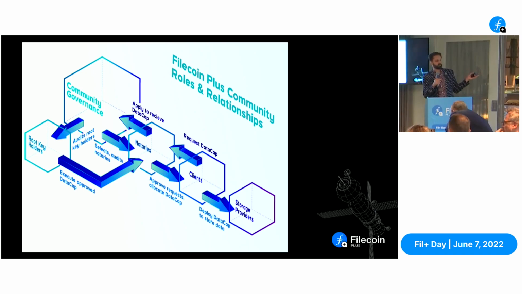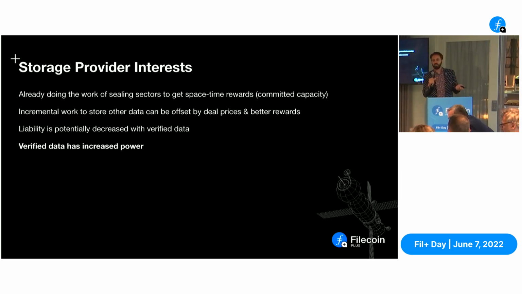They send those to the root key holders. The root key holders are a shadowy cabal of decision makers at the foundation and PL and some other external entities, Ethereum Foundation and other places, who are just helping audit and manage the decisions of the community governance. So they approve those requests and execute the approval of that data cap. Notaries then send data cap down to clients. Clients send data cap down to storage providers. Flow.